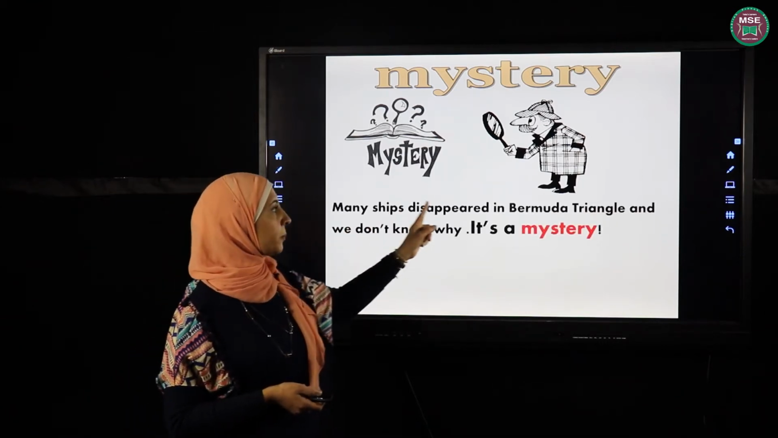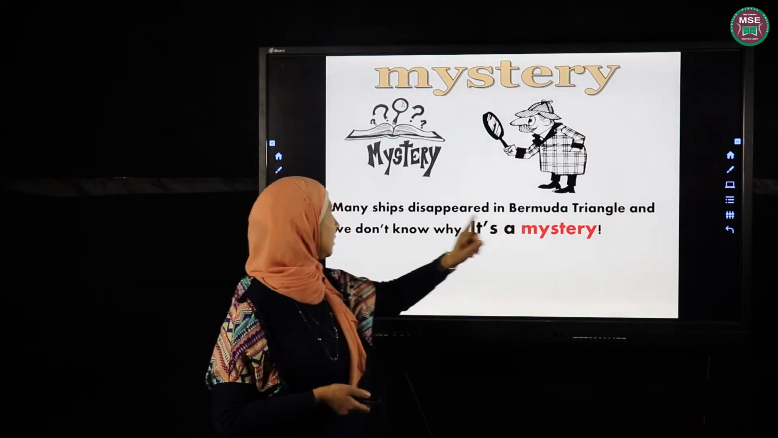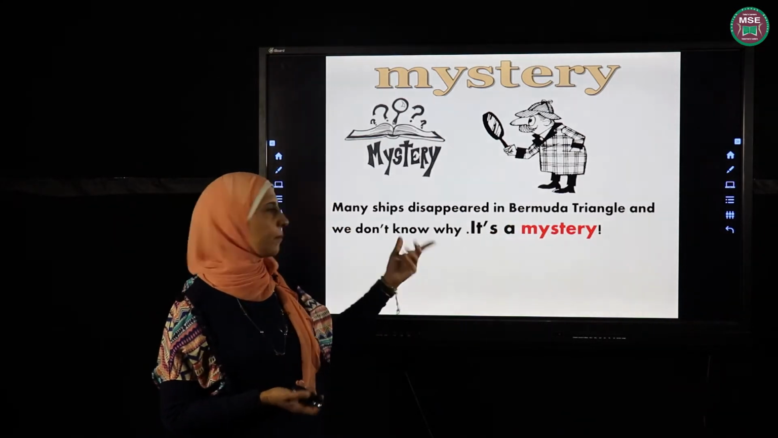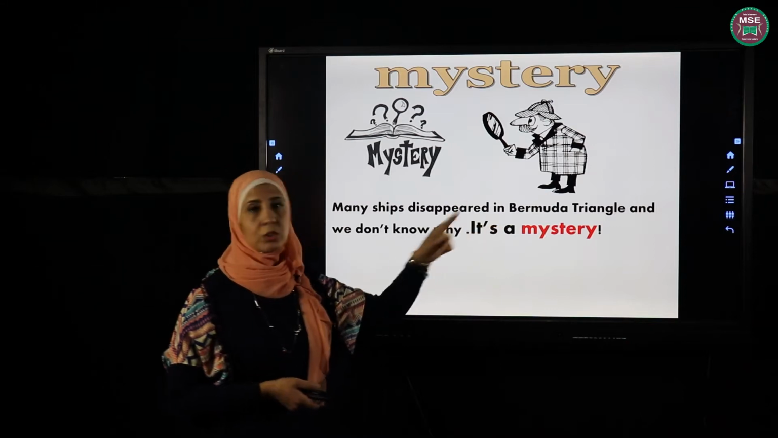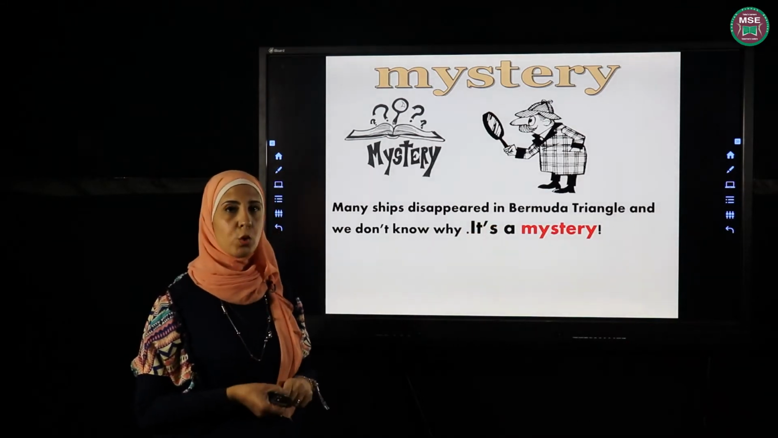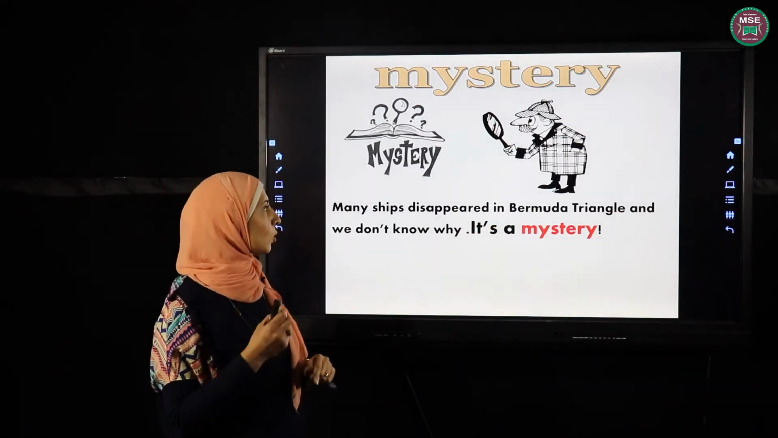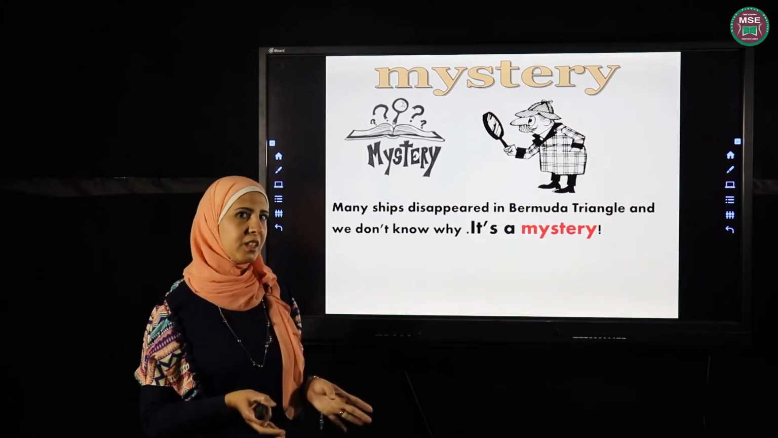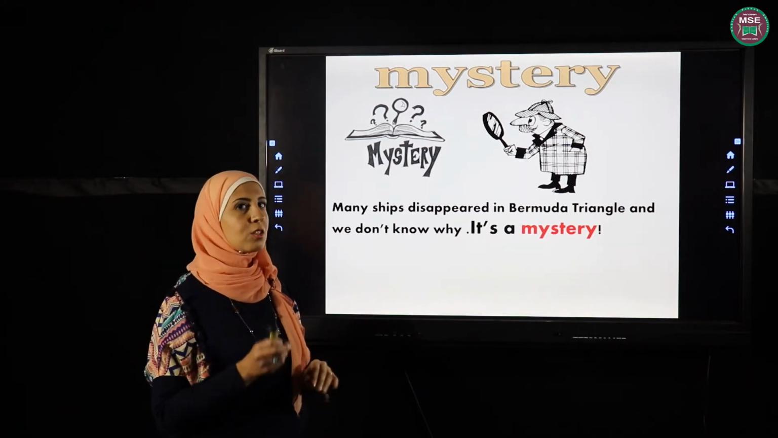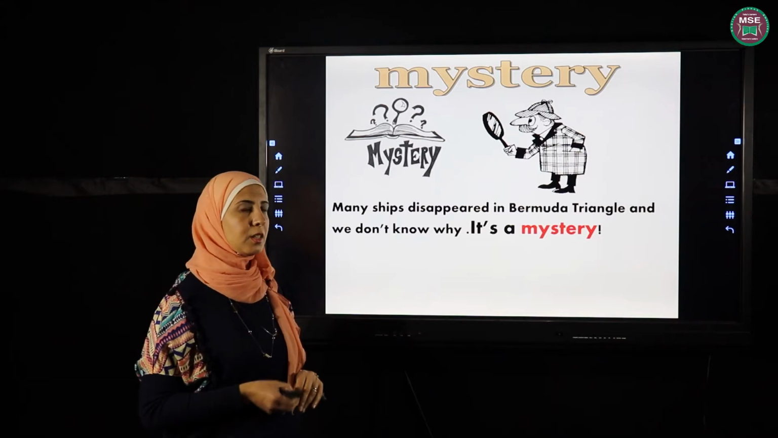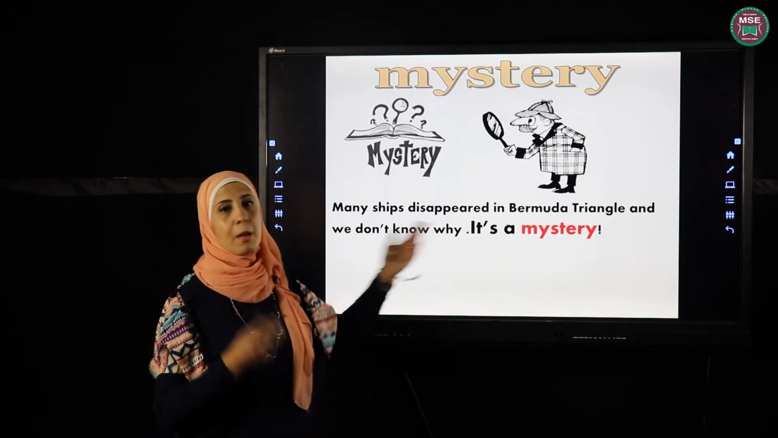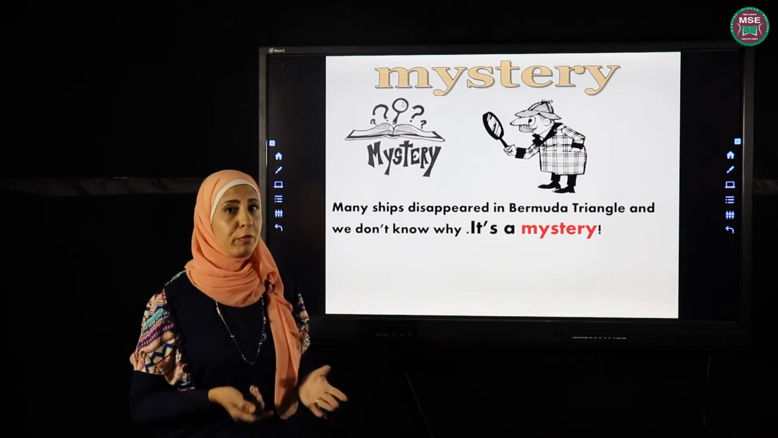Many ships disappeared in the Bermuda Triangle and we don't know why. It's a mystery. The Bermuda Triangle is a place in the ocean. When ships go to this place, they disappear. Till now, the scientists don't know why these ships disappeared. It's a mystery for them. They can't solve this problem.